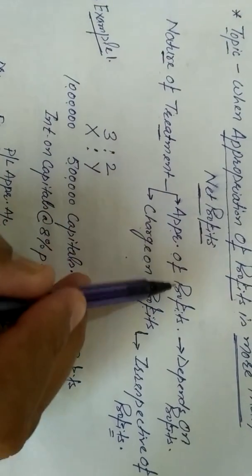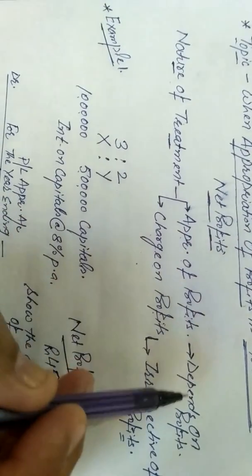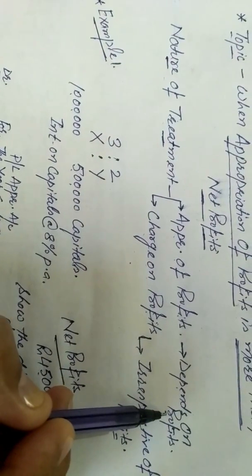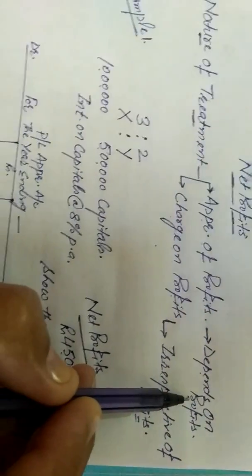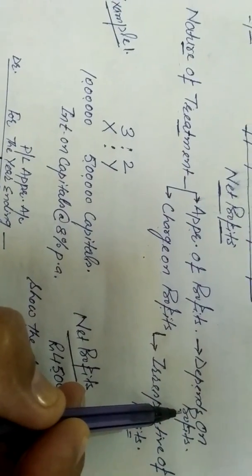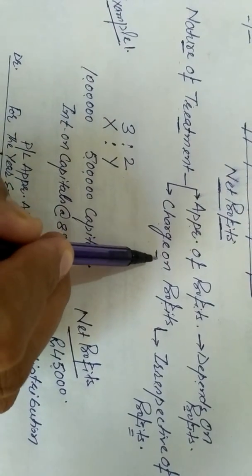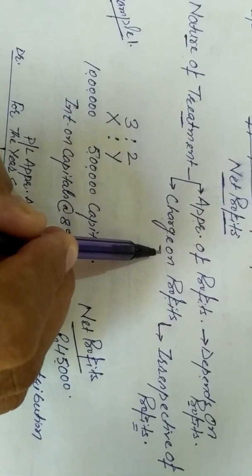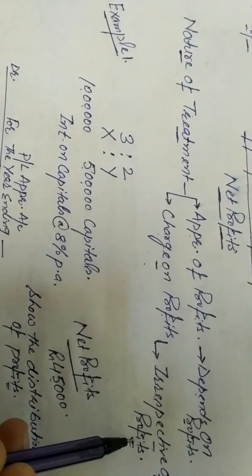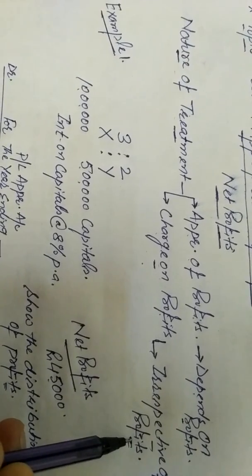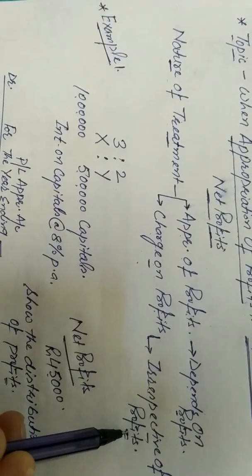Treatment as an appropriation of profit means the treatment of the given information depends on profits. That means if there is profit, then the treatment will be done. But if there is loss, then no treatment will be given. And treatment as a charge on profit means compulsory treatment irrespective of profit or ignoring profit. That means the treatment will be given even if there is loss to the firm.